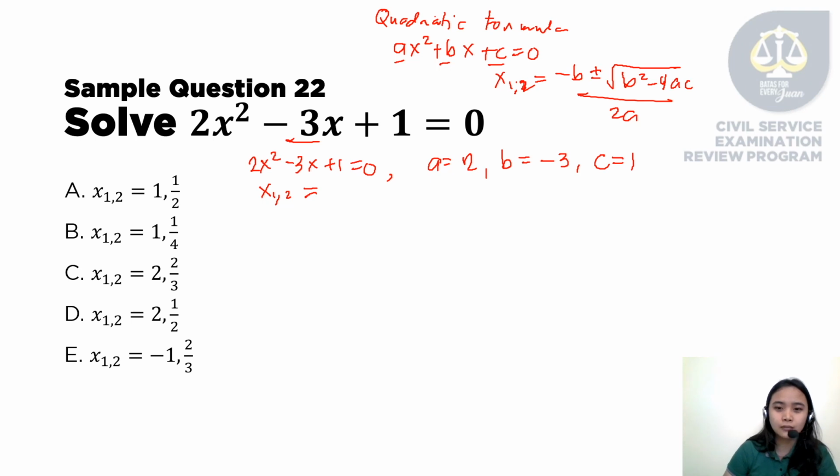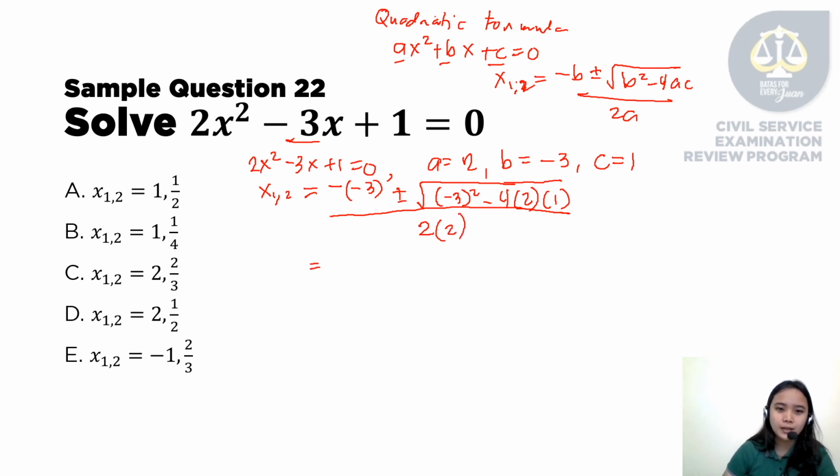So, solving for the factors using etong quadratic formula, equal lang yan sa negative B. B natin ay negative 3, negative of negative 3. So, meron tayong negative of negative 3, positive negative square root of negative 3 squared. That is yung B squared. Minus 4 times A. A natin ay 2. Times C, where C is 1. Divided by 2 times yung A natin na 2.